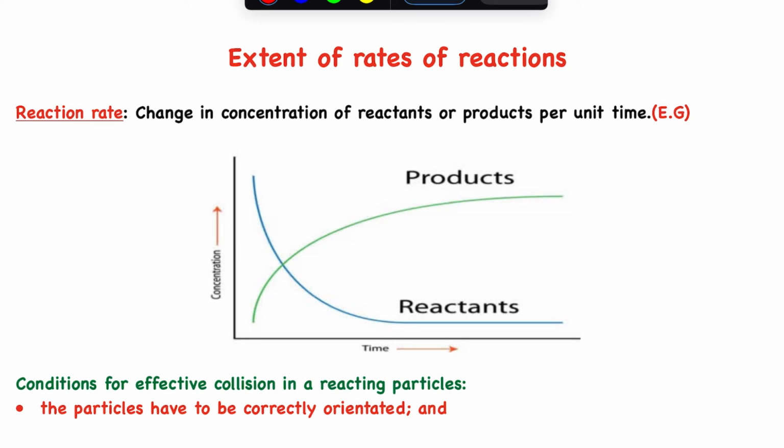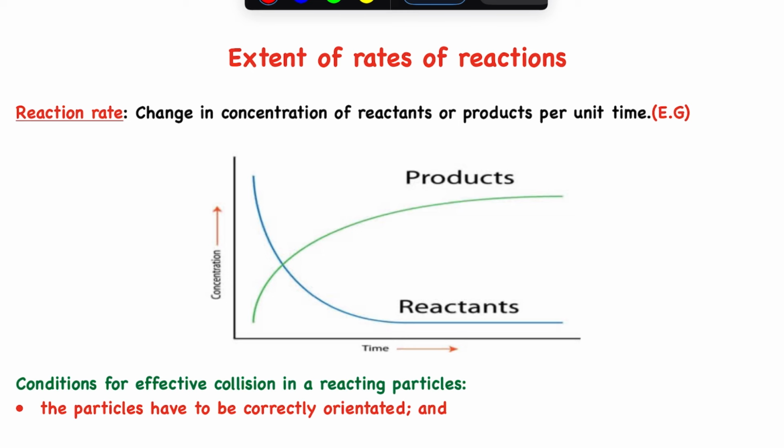We're going to look at a grade 12 topic, the extent of rate of reaction. It's called reaction rate or rate of reaction. Now, what is a reaction rate? In a nutshell, when we talk about the reaction rate, we are talking about how fast or how slow the product is formed, or how fast or how slow the reactant decreases while the product increases. So, how fast the reaction takes place in a nutshell.